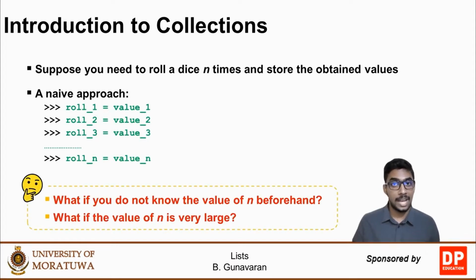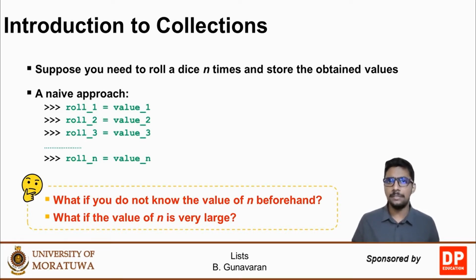As many of you have guessed correctly, there are indeed several problems. First, what if you do not know the value of n beforehand? Let's say you develop a program where users can store the things they buy in a supermarket. One day they might buy 10 things, and another day they might buy 100 things. Hence, we cannot decide how many variables we need in advance.